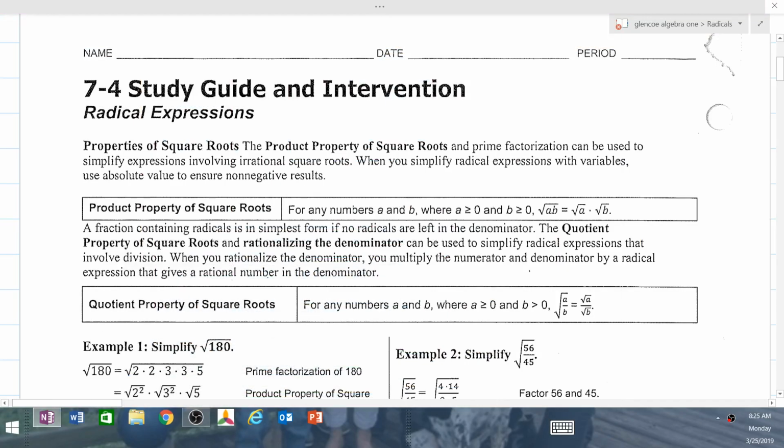Good morning and welcome to our first day back after spring break, and we're just wrapping up our section on radicals today, talking again about properties of square roots, how to simplify them, how to multiply them, how to add and subtract them. So we're going to start off nice and easy.